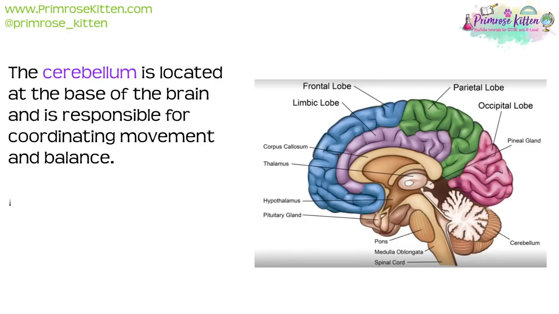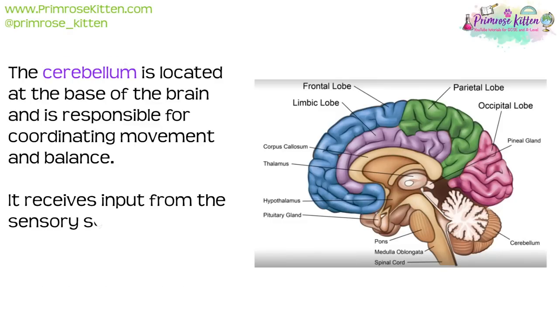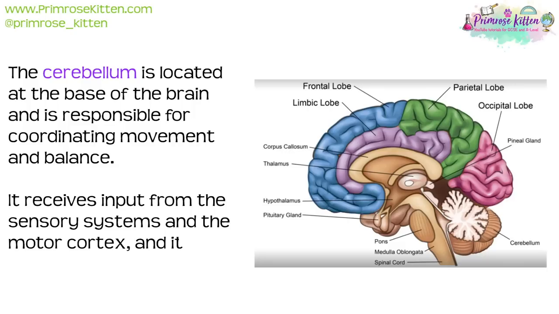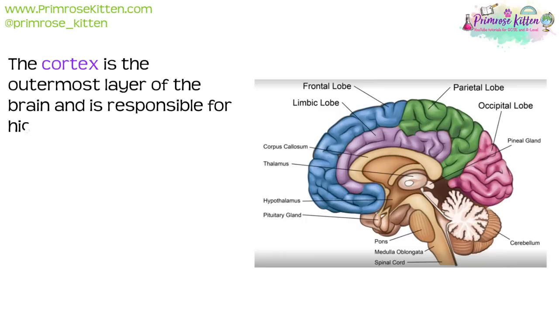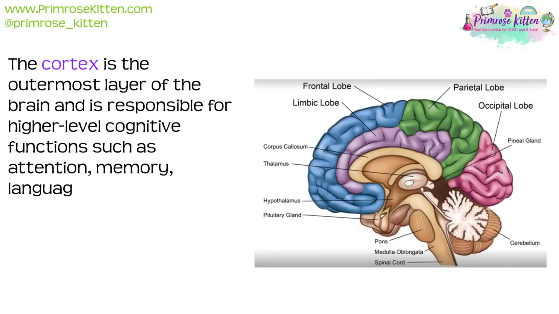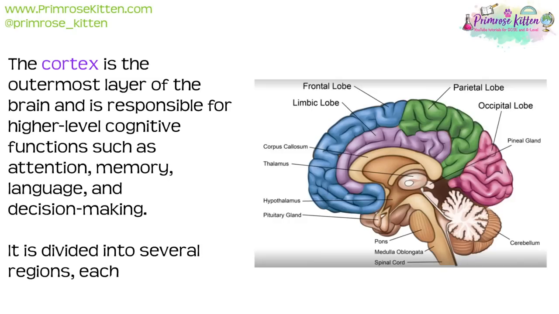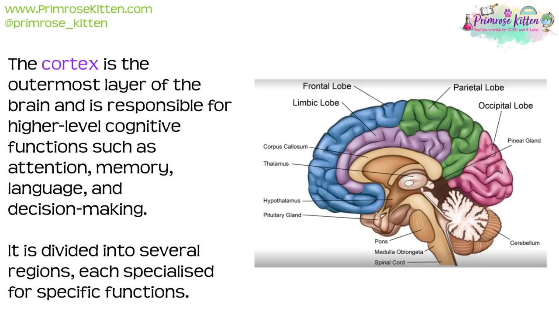The cerebellum is located at the base of the brain and is responsible for coordinating movement and balance. It receives input from the sensory systems and the motor cortex, and it uses this information to adjust and refine movement. The cortex is the outermost layer of the brain and is responsible for the higher level cognitive functions, such as attention, memory, language, and decision-making. It is divided into several regions, each specialised for specific functions.